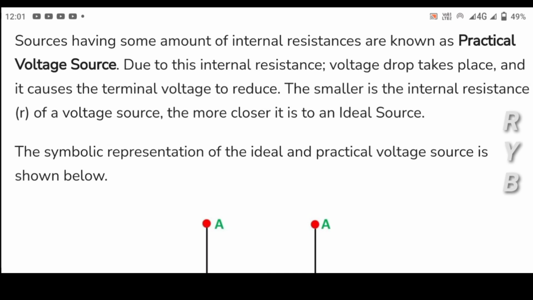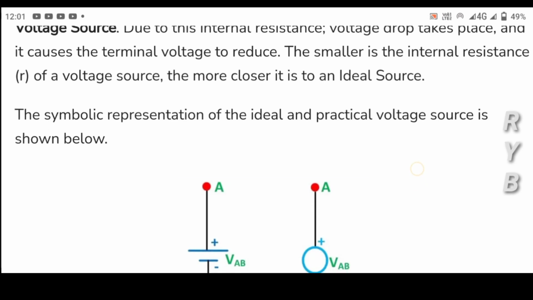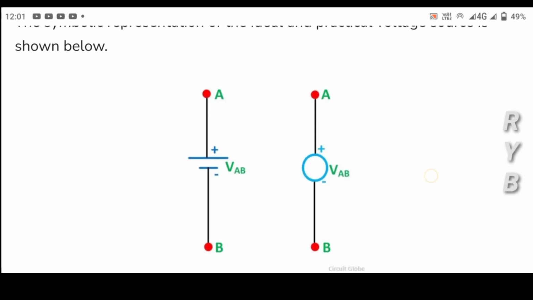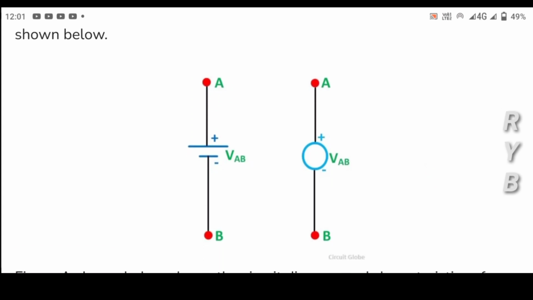Ideal voltage source, practically it is not possible. Due to internal resistance, a voltage drop takes place and this causes the terminal voltage to reduce. The smaller the internal resistance, the better the voltage source. The symbolic representation of a voltage source is shown here, with plus and minus, the voltage across the terminals A and B.